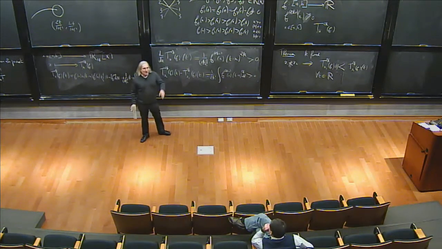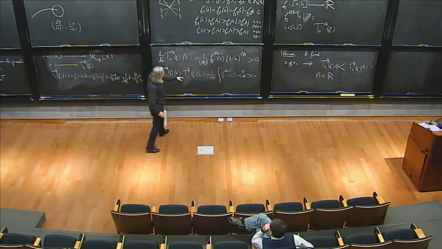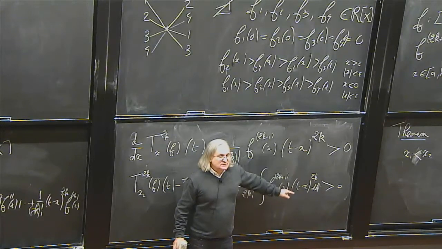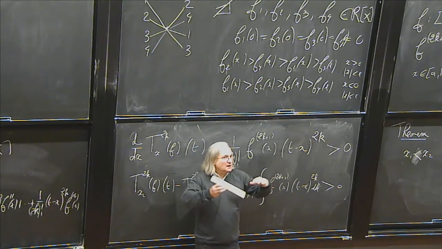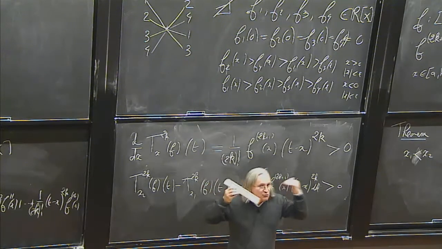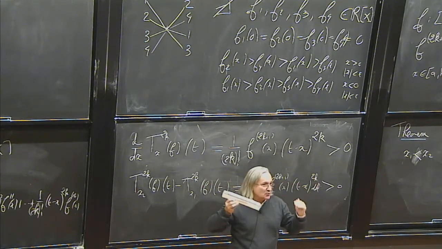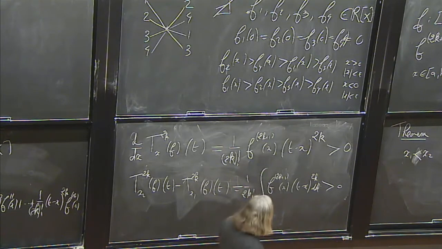I just want to make a comment. This difference here is more than positive. It's positive and convex. So not only are the graphs increasing, but they are ordered in a very strong way. The difference of two graphs is always convex. And actually, it's more than convex, but I don't want to discuss that.